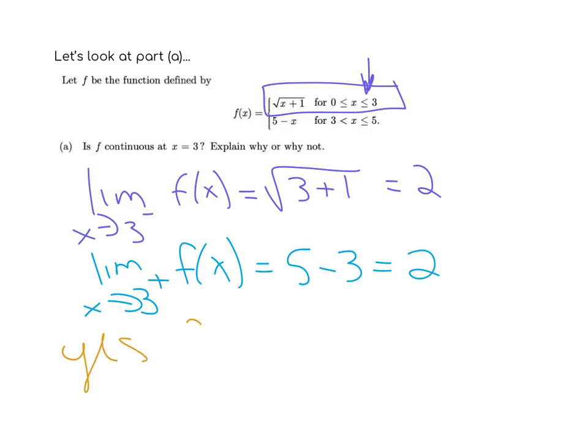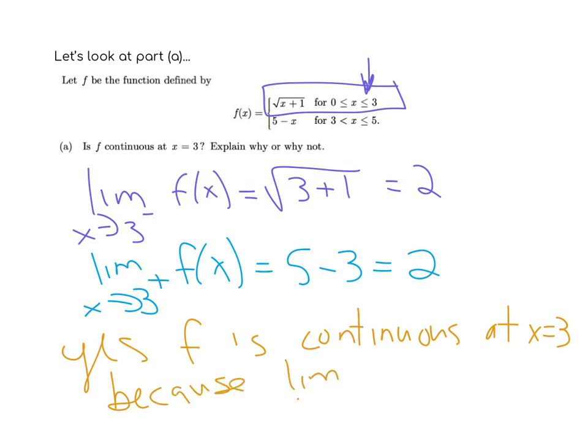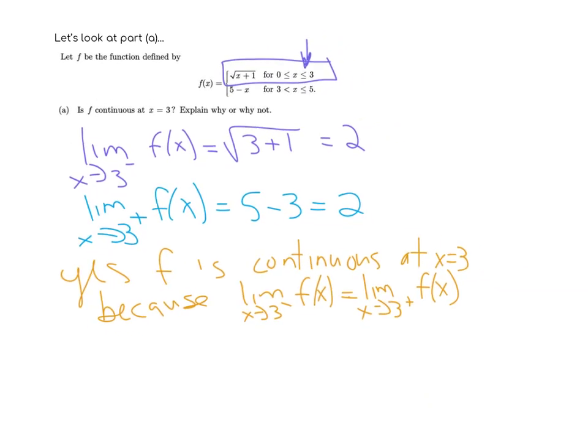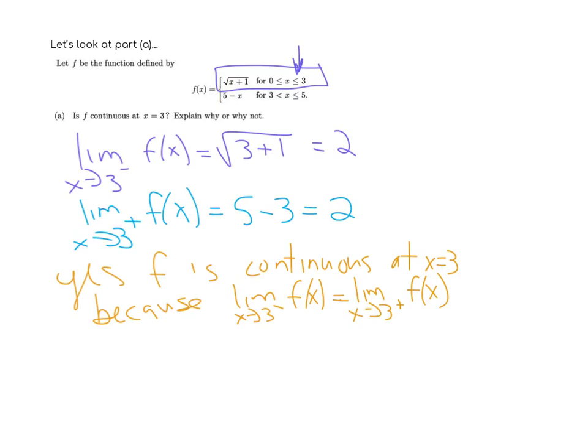So I'll say yes, f is continuous at x equals 3 because the limit as x goes to 3 from the left is the same as the limit as x goes to 3 from the right. Ooh, I missed a piece. I just paused because I was processing what I wanted to talk about. I also need to check what f of 3 is. Since this is the equal to portion, f of 3 is also 2. So I need to put that part.